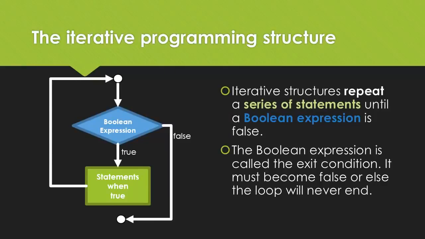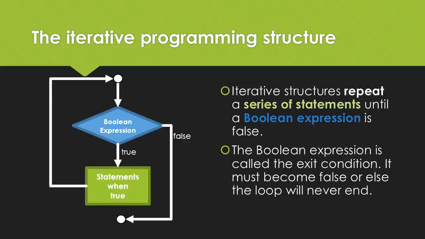Next, let's take a look at how the iterative programming structure works. There are really 2 key components to every iterative programming structure. The first thing is called the Boolean expression. The Boolean expression evaluates and tells us when the loop should stop. So as soon as this expression is false, the loop ends. The stuff that occurs inside the loop body, these are statements that execute when the expression is true. And this is typically a block of statements. It doesn't have to be one statement. It can be more than one.